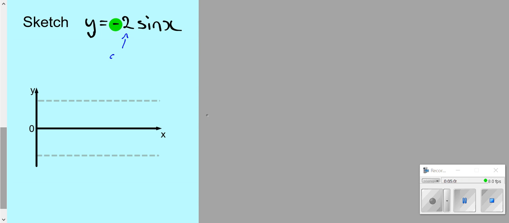So essentially, my amplitude's 2. Okay, so it will be 2 and minus 2. That's not going to change. And I've got a sine graph, so it's going to do that. Now, essentially, that's most of it, but that negative does change something.